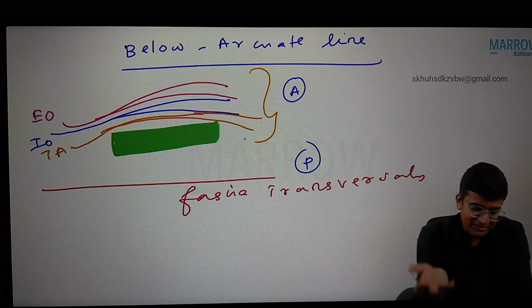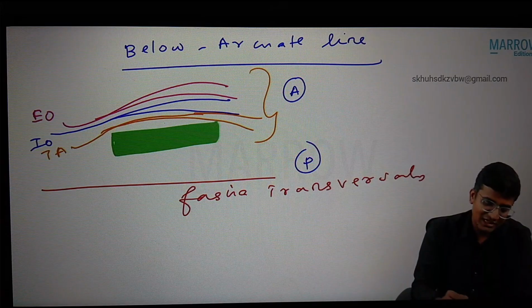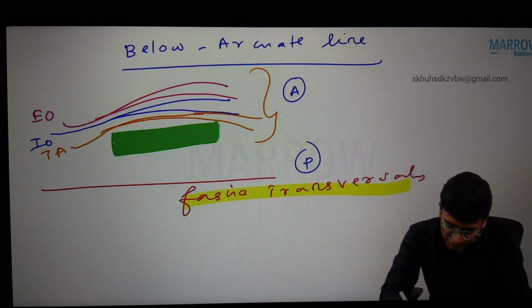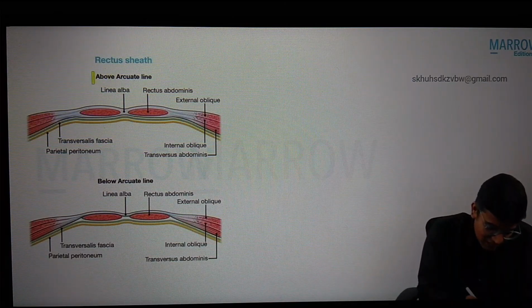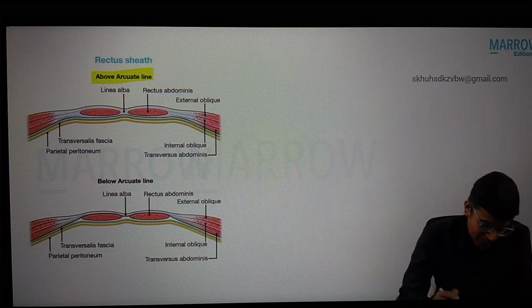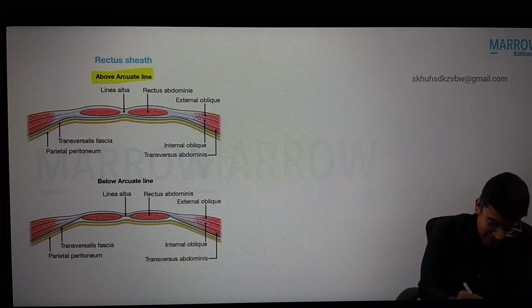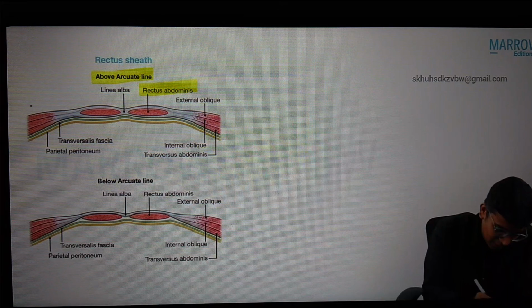Now the posterior rectus sheath below the arcuate line, what do we have? Only one fascia. Which fascia? Transversalis fascia is present. Okay. Now see the diagram. In this diagram, first above the arcuate line. Now you're seeing the muscles, rectus abdominis muscle. Okay. Now this is our outer muscle, external oblique.